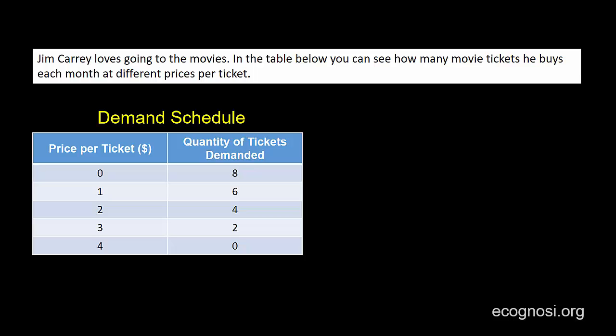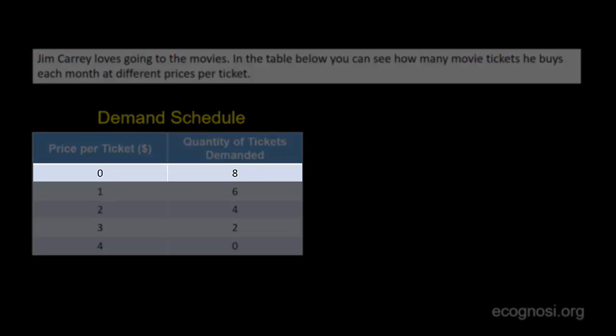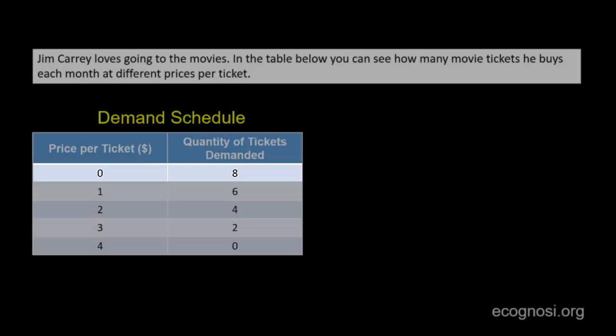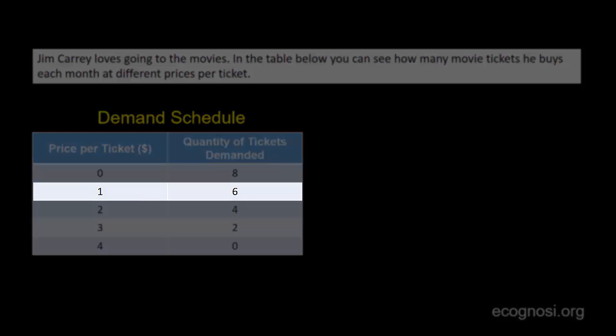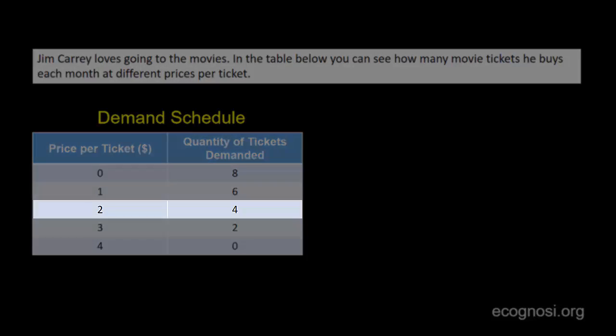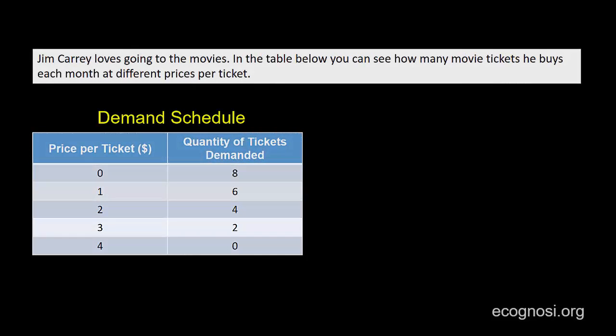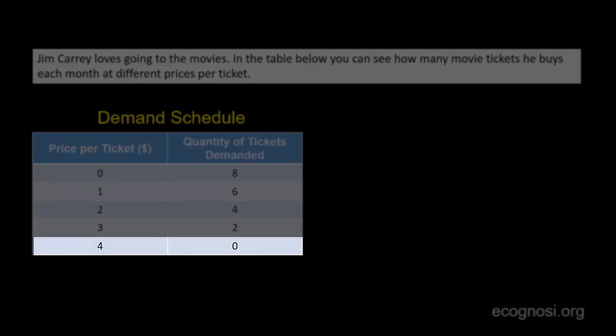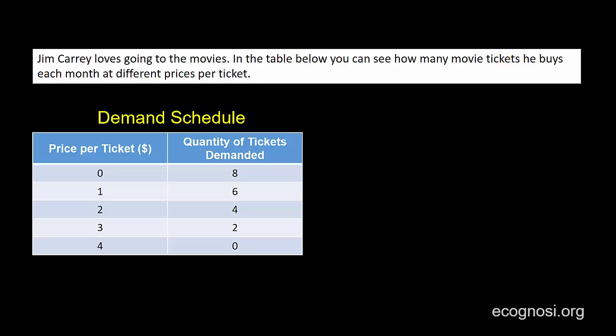Let's go through the entries within the demand schedule. If movie tickets are free, Jim goes to the movies 8 times in any given month. At $1 per ticket, Jim buys 6 tickets per month. At $2, he buys 4. $3, 2 tickets, and at a price of $4, he doesn't buy any tickets at all. Notice that as the price increases, Jim buys fewer and fewer tickets. This behavior is consistent with the negative relationship between price and quantity demanded stipulated by the law of demand.